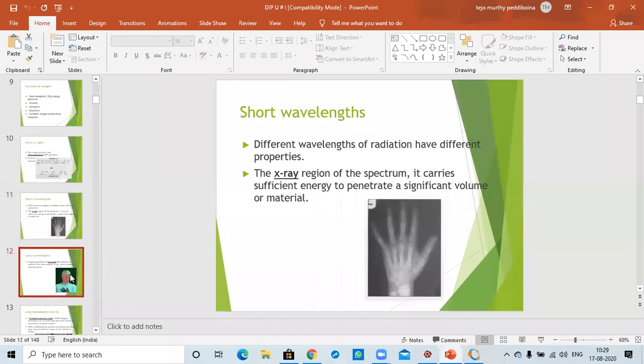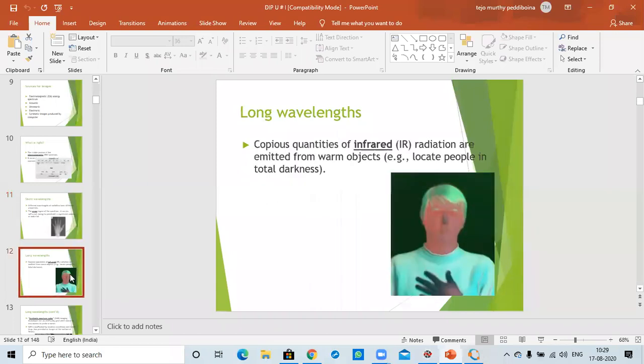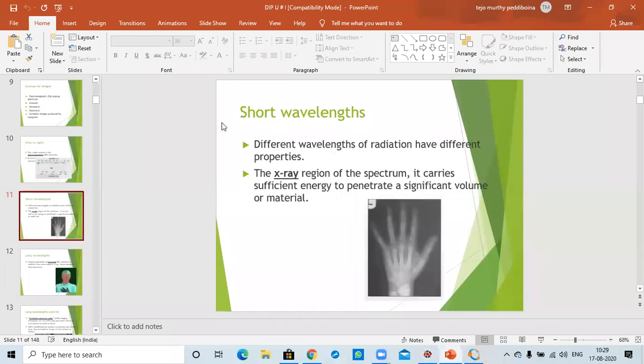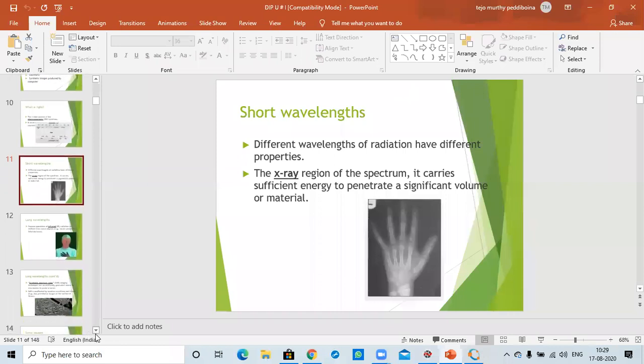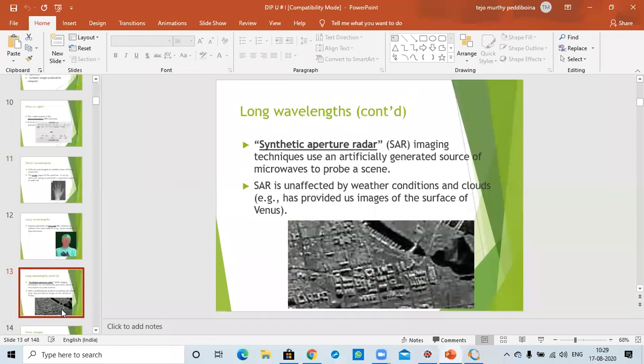So even there are short wavelength images. Short wavelength images are there, and long wavelength images are also present. So these are all the examples. Sometimes synthetic aperture radar images they have taken from there.